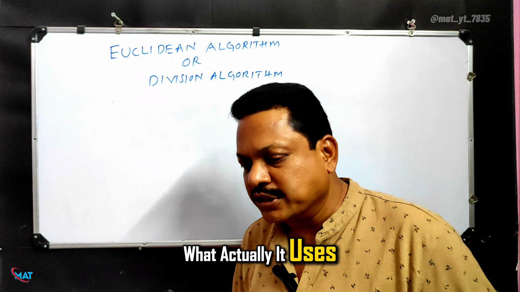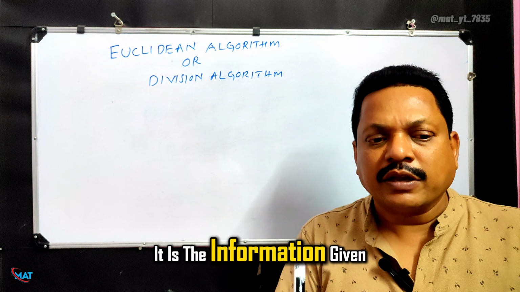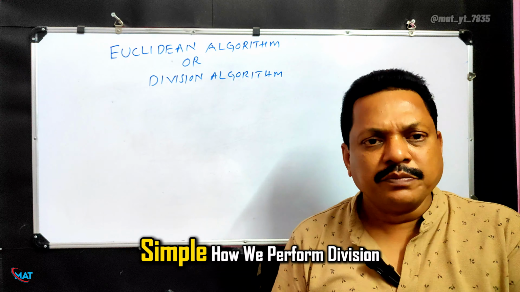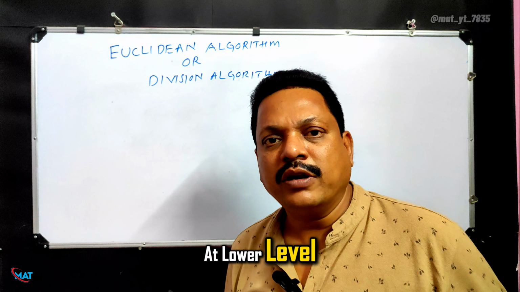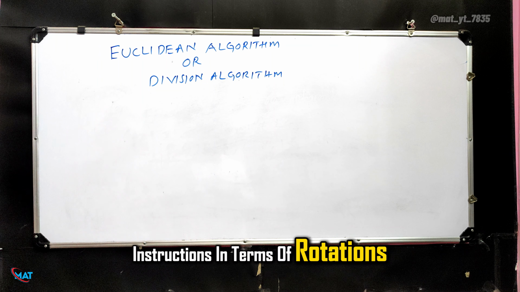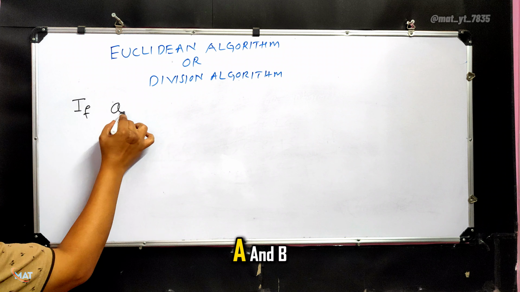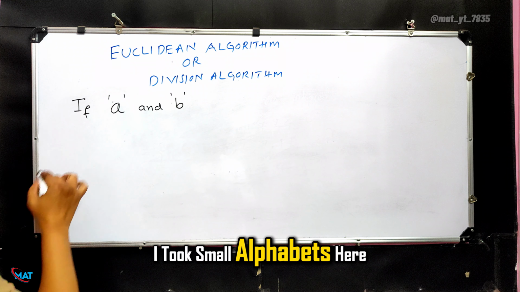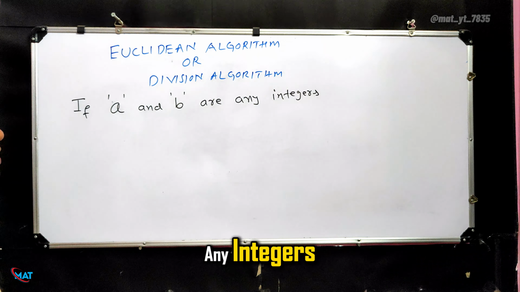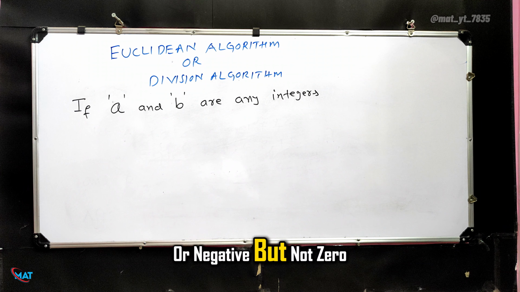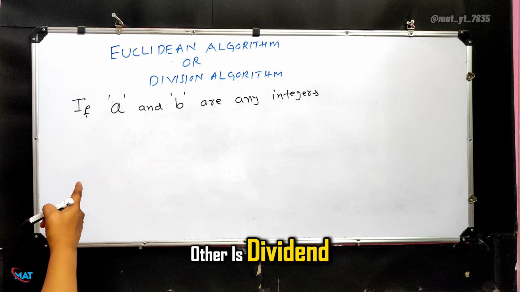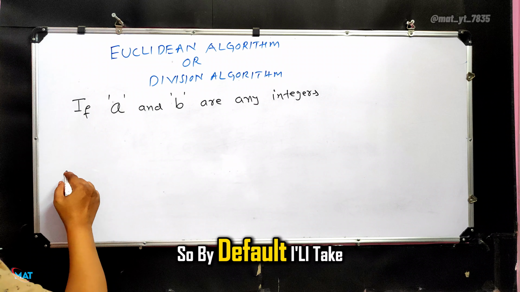What actually does it give us? It is the information given to the computer on how to divide a number by another number. How we perform division at a lower level, it won't do that, but we can give instructions in terms of notations. For example, I write A and B, small alphabets to denote integers. If A and B are any integers, they can be positive or negative but not zero. Among these two, you can choose any one as a divisor, the other is the dividend, and the divisor must be a positive number. So by default, I'll take B.